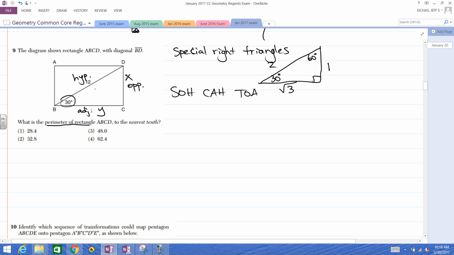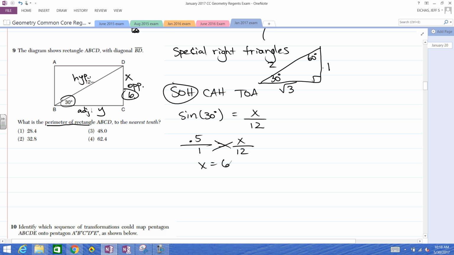Let's see, we need the hypotenuse involved, so probably sine 30 equals opposite over hypotenuse. Sine of 30 is 0.5, put it over 1, and cross multiply. 0.5 times 12 is 6. All right, now you see that 1 to 2 ratio idea that we had over here.